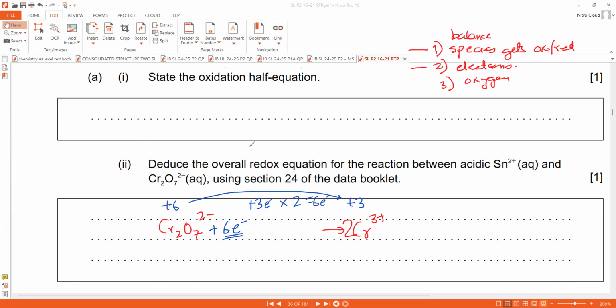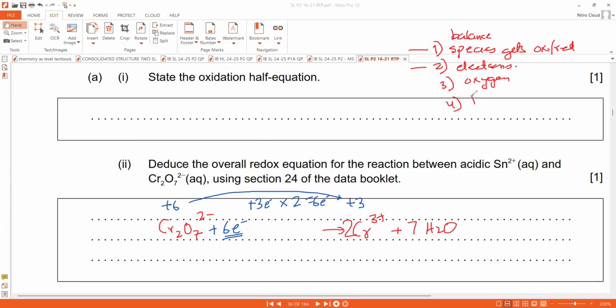To balance oxygen, you add water molecules on the oxygen deficient side. I repeat, to balance oxygen, you add water molecules on the oxygen deficient side. So this side has 7 oxygen, this side has no oxygen, which means the right hand side is deficient by 7 oxygen. I will add 7 water molecules.